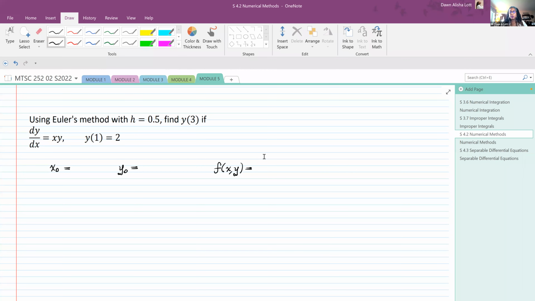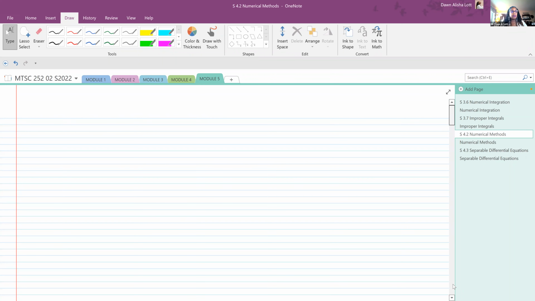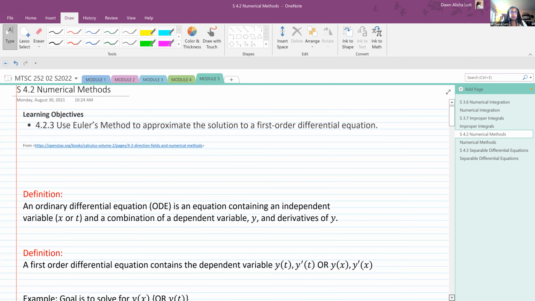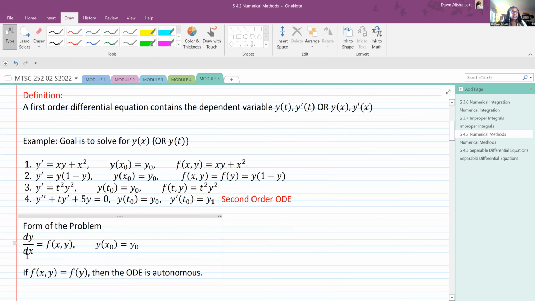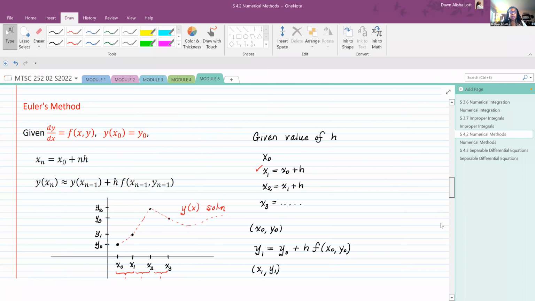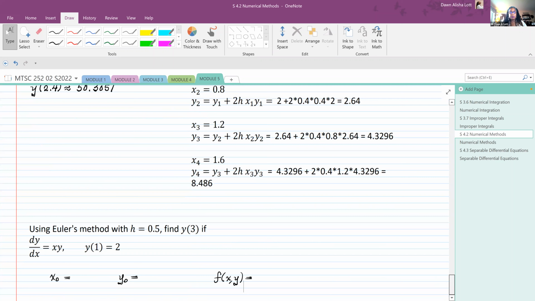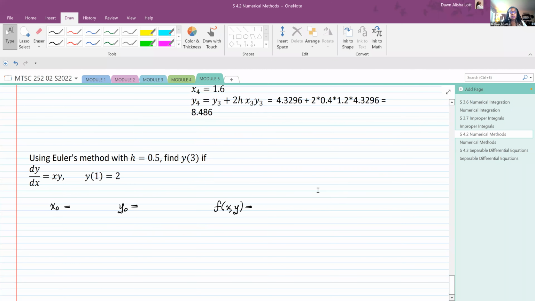Okay, so let's go back to the original problem. The original problem was dy dx is equal to f of xy, and y of x naught equals y naught. That's what we did on Tuesday. Now does that help? Can anybody tell me what x naught, y naught, and f of xy is?